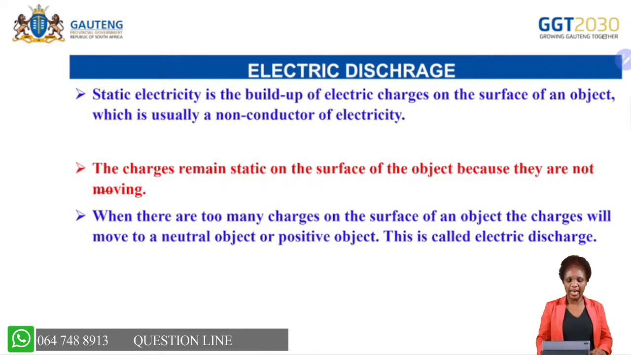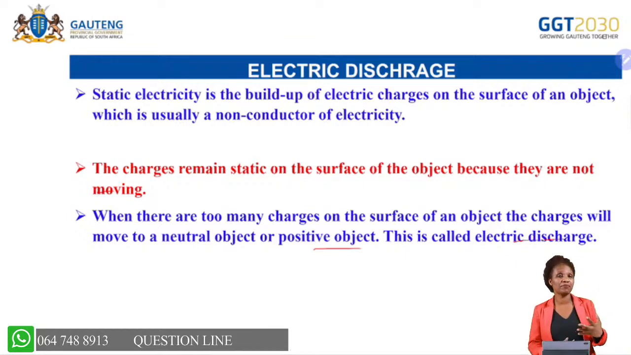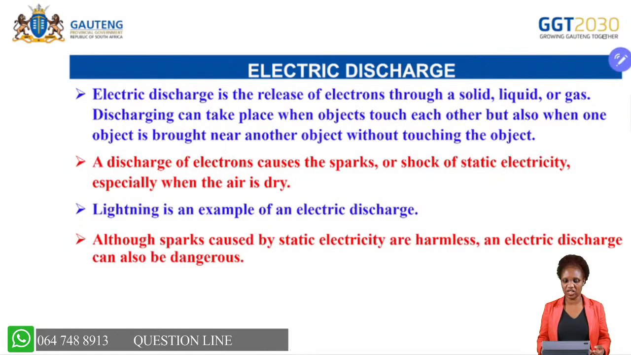All right. And then when there are too many charges on the surface of an object, the charges will move to a neutral object or positive object. This is called electric discharge. All right. We've got a lot of examples of electric discharge. For example, lightning. It's fatal. Okay. That is an imbalance of what? Of charges.